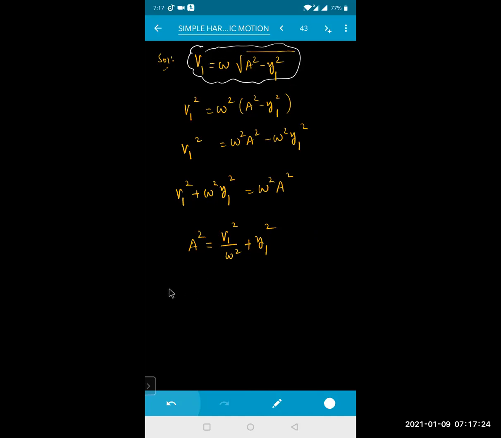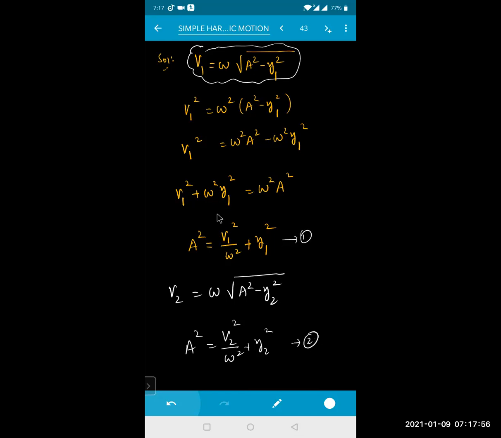In the same way, what is the value of v2, beta? v2 is equal to omega into under root of a square minus y2 square at a new position. Even from this one, if I write the amplitude, I'll get the same formula. A square is equal to v2 square divided by omega square plus y2 square. Got it? So I've written this step directly because the first one I did in detail. So this is your equation number 1 and this is your equation number 2.